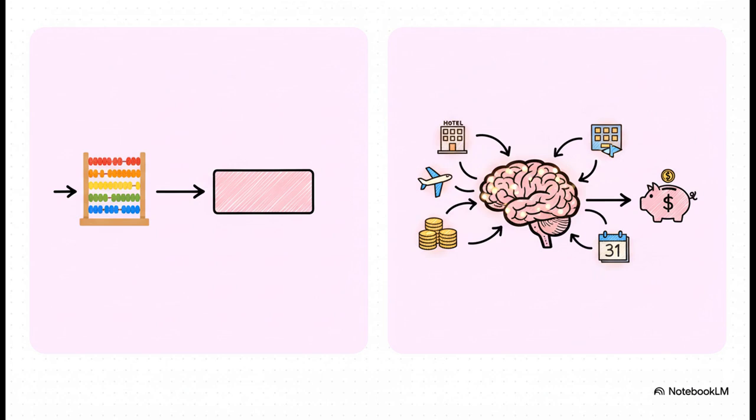It just follows instructions. A machine learning model, though, is totally different. You don't give it instructions, you give it data. And its whole job is to find the patterns hidden inside that data all by itself. And that's exactly why a calculator can't guess your holiday cost, but a machine learning model absolutely can.